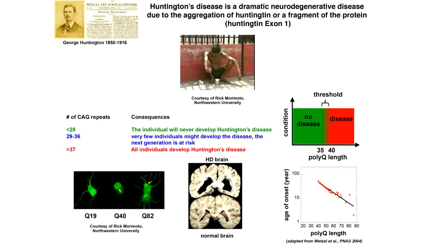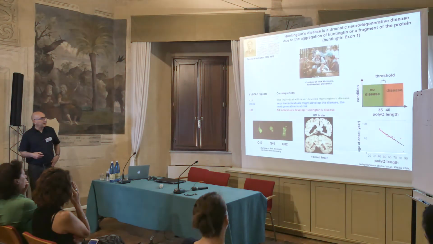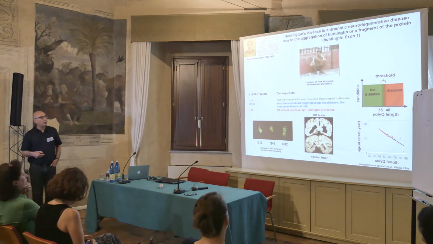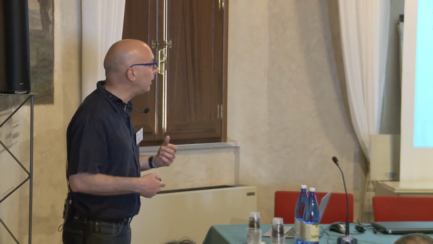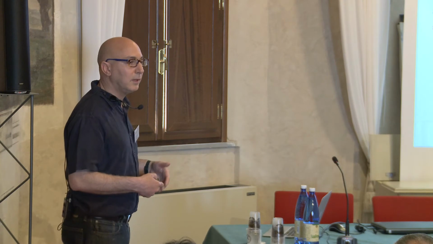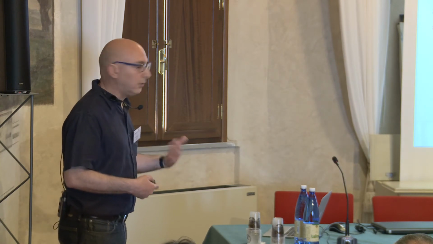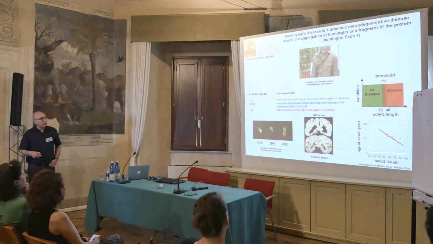Basically, you will not develop the disease if you have a limited amount of glutamine in this protein, Huntingtin exon 1. The patients will develop the disease when they have more than 37 glutamines within the Huntingtin protein, or a fragment of this protein which exists in real life. So there is this threshold here between 35 and 40, and what is happening is what is shown here.